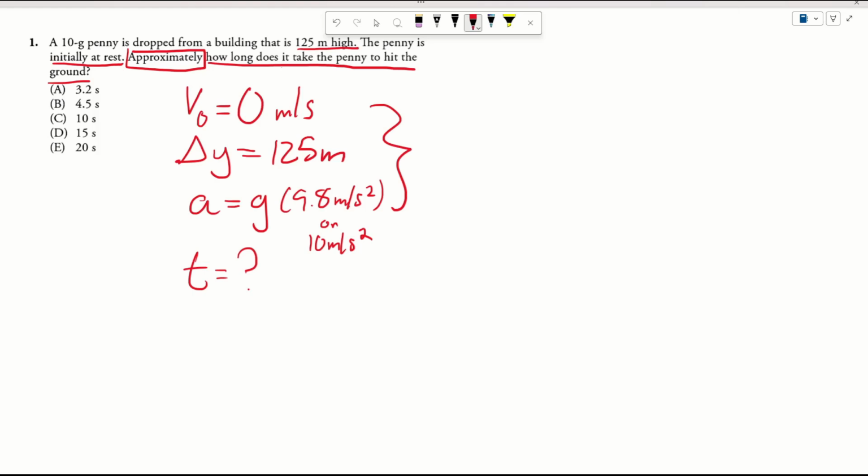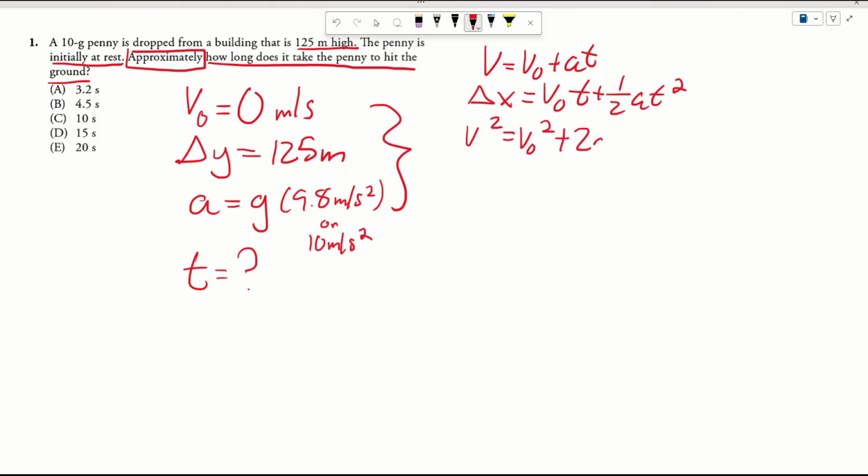The first equation we could use is v equals v naught plus at. The second equation we could use is delta x equals v naught t plus 1/2 at squared. The third equation is v squared equals v naught squared plus 2a times delta x. Okay, delta x would just be delta y, but we're looking for the time. So the third equation we're not going to use. It's either the first equation or the second, but the second equation has the height.